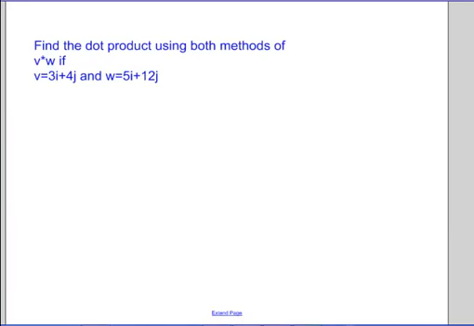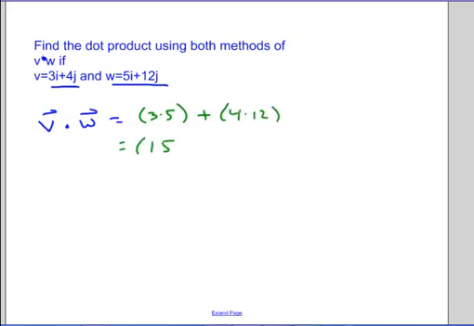All right. So it says find the dot product of v and w using both methods, if v equals 3i plus 4j and w equals 5i plus 12j. The first method we'd want to use here, the easiest method, is the algebraic method. So the algebraic method is multiply the i's together and then multiply the j's together, and we get 15 plus 48, and we can add that further to get 63.